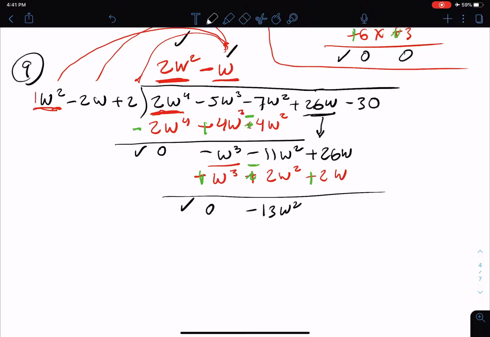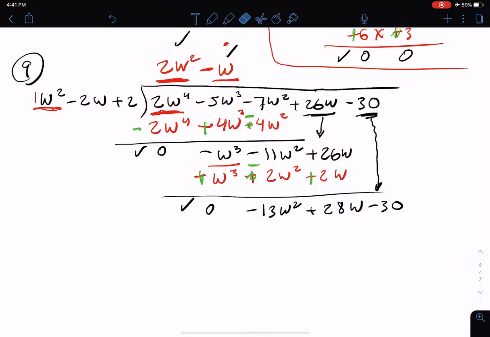And so then we have 26 plus 2 gives me 28w. And so now what do we do? We're at the step, just like in arithmetic, where we drop down our next term. So we have minus 30.